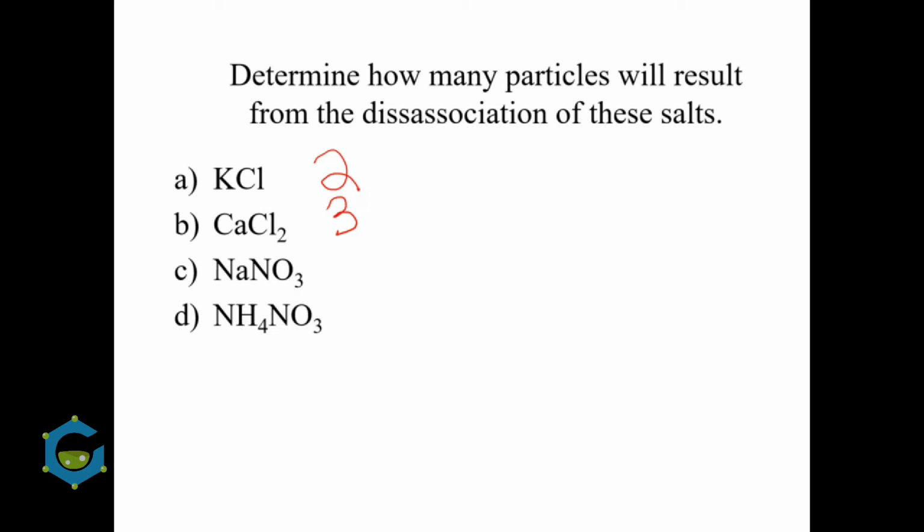In C, this one is a little bit tricky. We have sodium nitrate. This is still only going to be 2 particles because you have sodium and you have the nitrate ion, but that's a polyatomic ion and the elements within it stay together. So that would be 2 particles. And then our last one, we have 2 polyatomic ions, ammonium and nitrate. That will also be 2 particles.